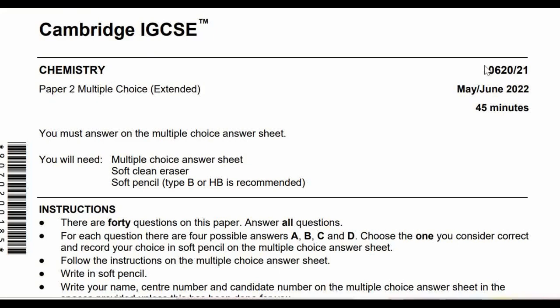The past paper code is 0620/2 for paper 2, variant 1 for the area code, from May-June 2022. The duration for this past paper is 45 minutes. This past paper is the same as Chemistry with the code 0971, so it's just the same paper. There are two different codes, 0620 or 0971.